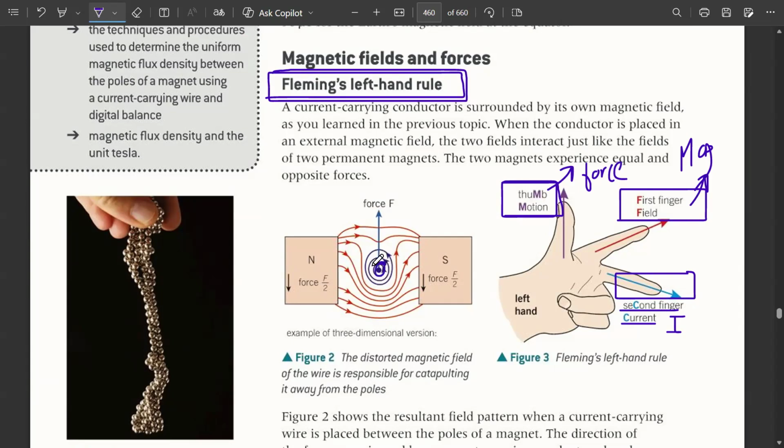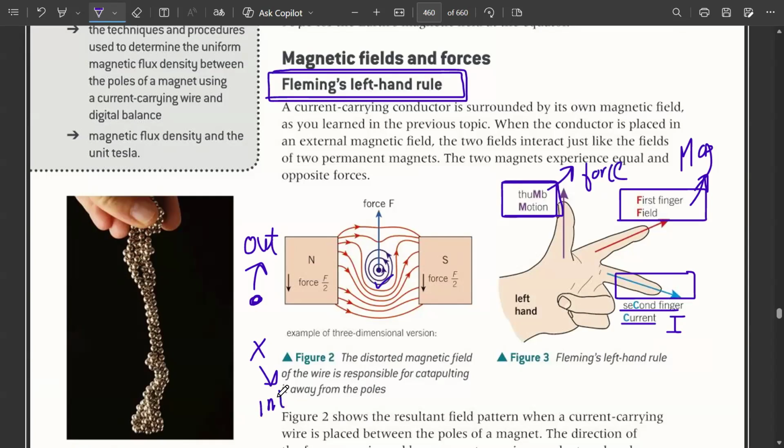Now look at this. Is the current's direction out of page or into page? You can see a dot or a cross. What does a dot mean? Out of page. Exactly. Dot means out of page. Cross means into page.